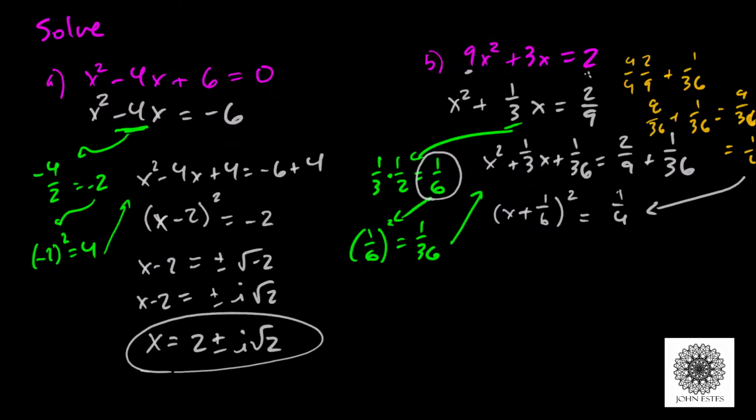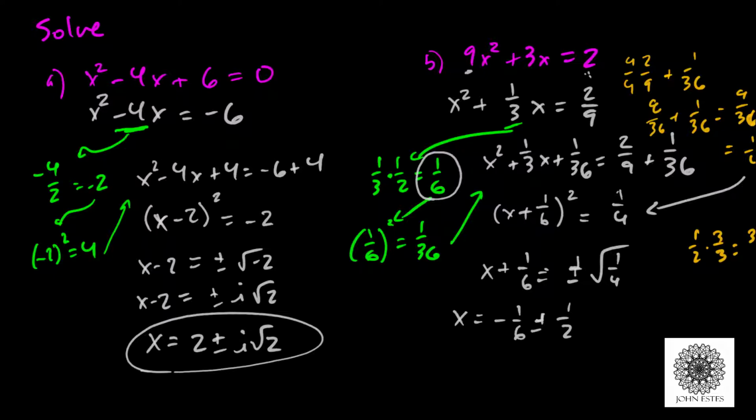Now I can apply the square root property and get x plus 1/6 equals plus or minus the square root of 1/4. Or x equals negative 1/6 plus or minus 1/2. Okay, now to add these, I need to convert my 1/2 to sixes. So I'm going to multiply by 3 over 3 to get 3/6.